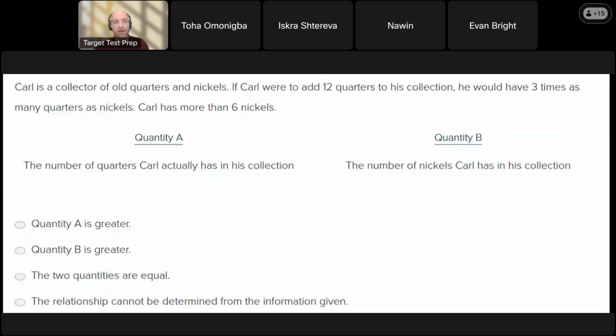So I've got Carl, he's a collector of old quarters and nickels. And it says if Carl were to add 12 quarters to his collection, he would have 3 times as many quarters as nickels. And I also know that Carl has more than 6 nickels. So let's unpack that a little bit, because sometimes what you have to do before you even go to the quantities is unpack the question stem at the top. All right, so what do we take away from that?